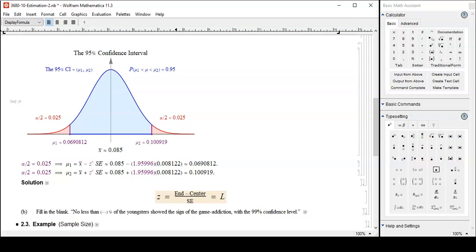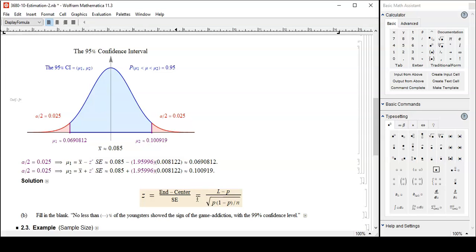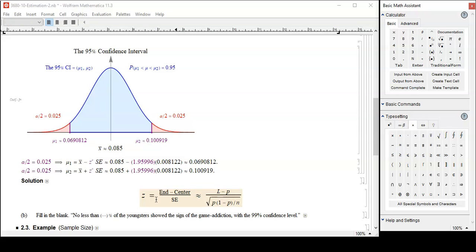So left-hand side endpoint minus center is going to be observed proportion, P. And then SE is going to be square root of P(1 minus P) over N. Let's put some space in between. It's really hard to read. There you go. Nothing is accurate in statistics, so I have to do this.